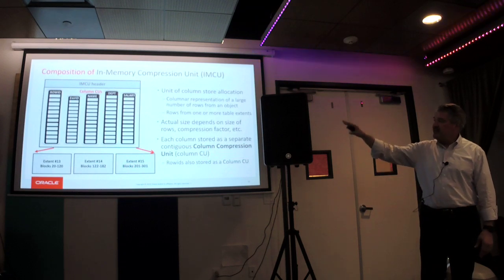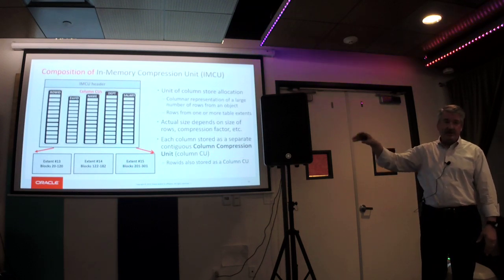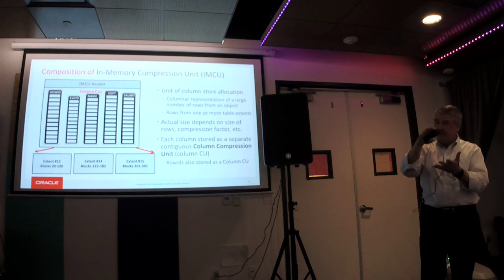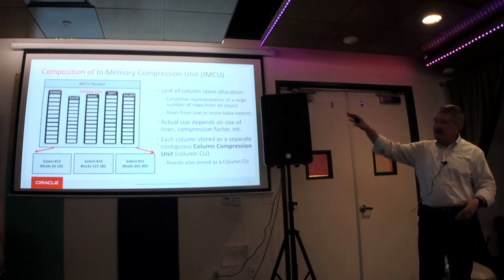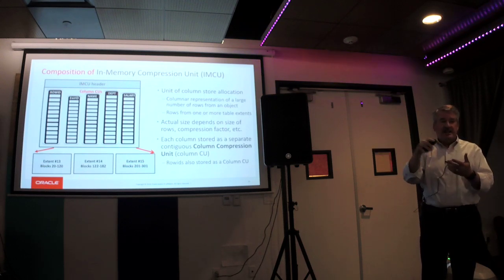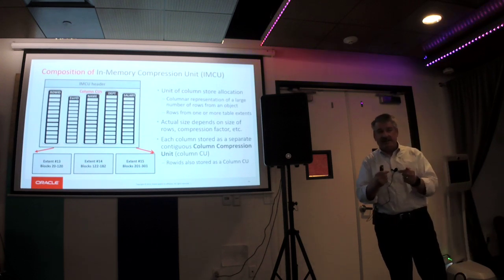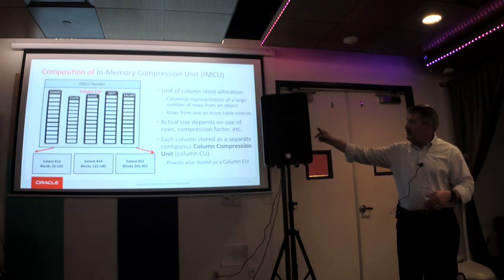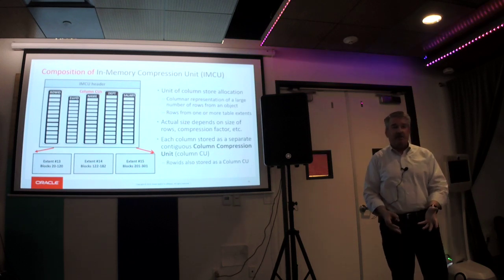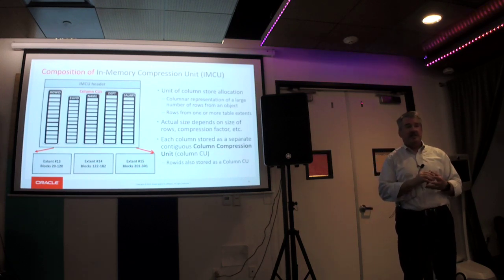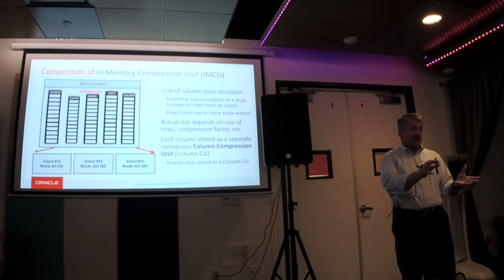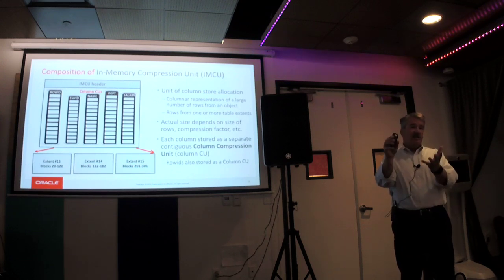And the IMCU itself, the in-memory compression unit, the actual columnar formatted data, is made up of what we call column CUs. And again, we have a row ID to keep track of that data so we can stitch it back together. And we just literally populate by reading it off of disk and populating it into this column store. So that's the initial part of getting the data into memory.